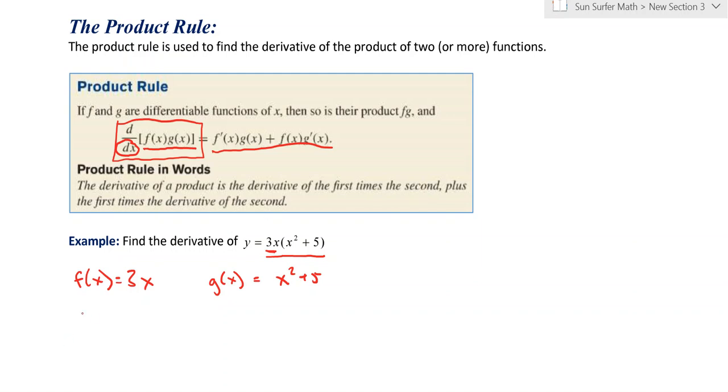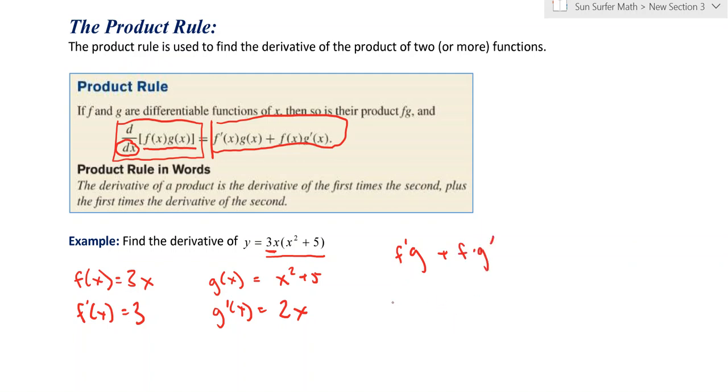The next thing that we want to do is take the derivative of each of these. So the derivative of f of x is simply 3. The derivative of g of x is going to be 2x. Finally, what we want to do is we want to put it all together in this rule, f prime times g plus f g prime. So let's just write it down here. f prime times g plus f times g prime.